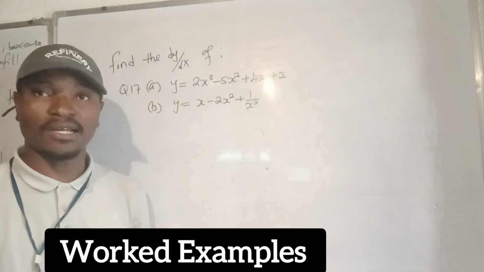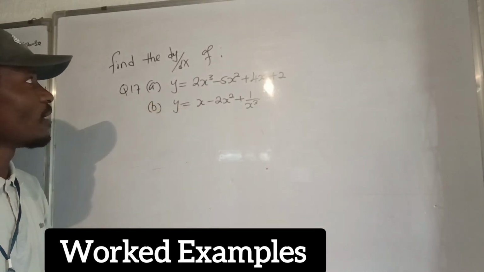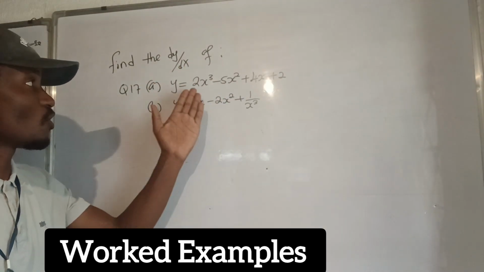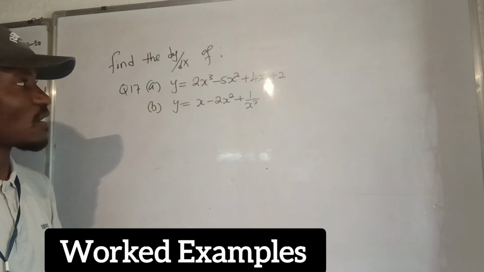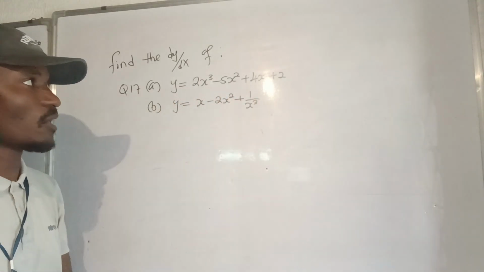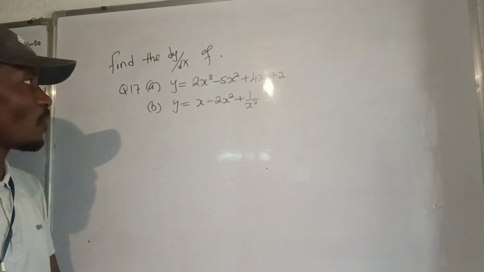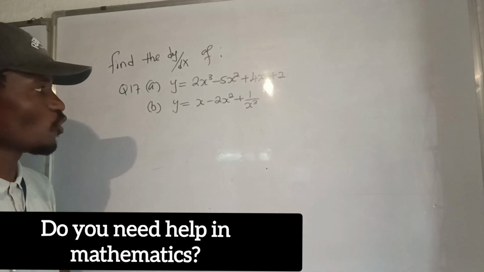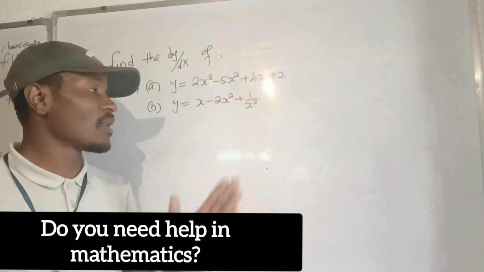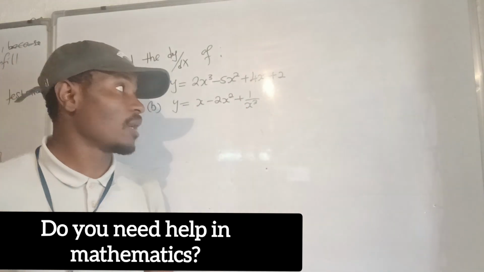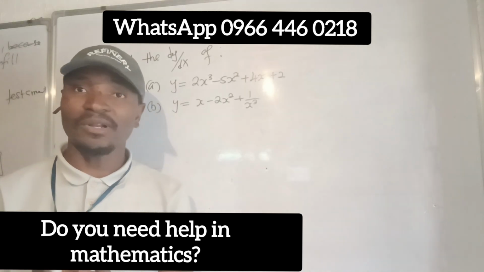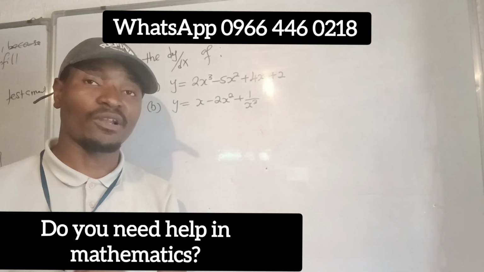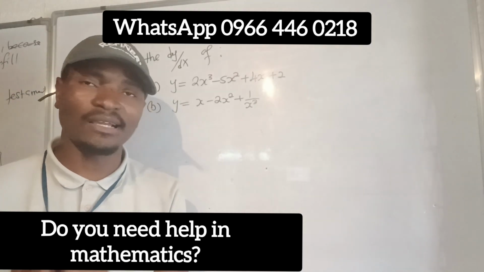Okay, so the question is saying find the dy/dx of the first one, y equals 2x^3 minus 5x^2 plus 4x plus 2. And then the second one is saying y equals x minus 2x^2 plus 1 over x^3. So the most important thing to understand is what is the general principle of differentiation, or finding the dy/dx.